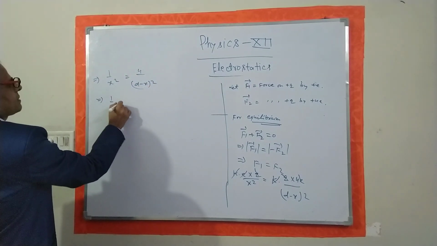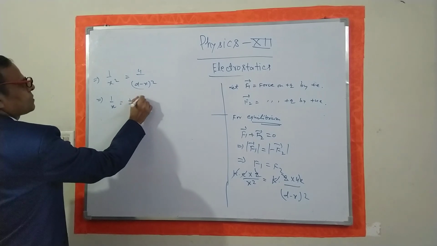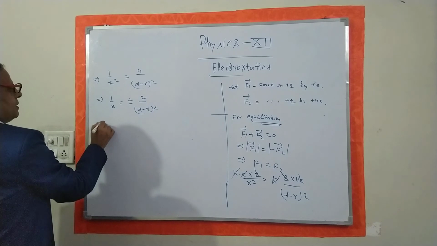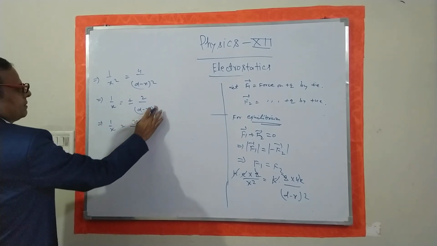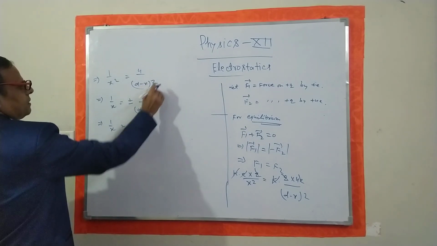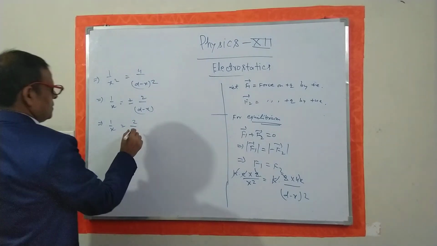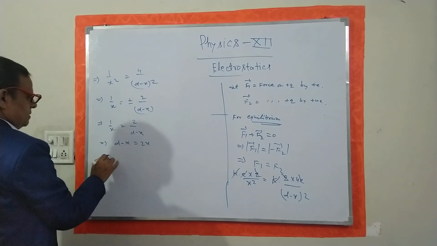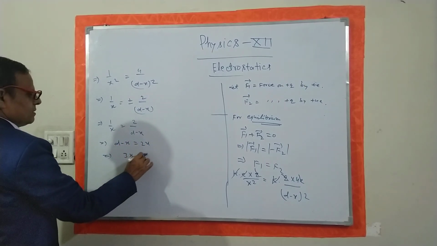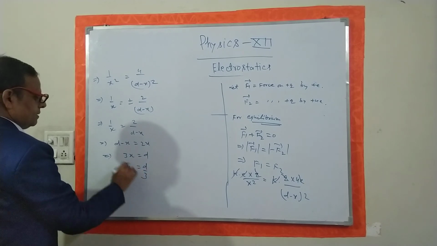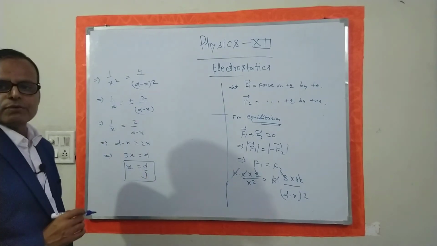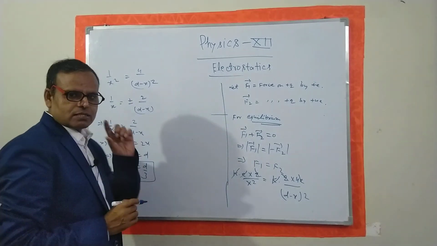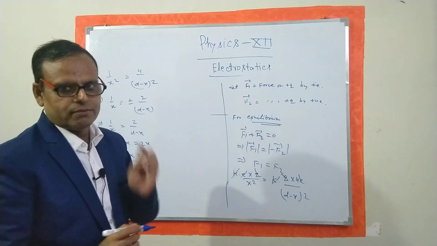That means 1 by X is equal to plus minus 2 by D minus X. If you take positive sign, then 1 by X is equal to 2 by D minus X, that is D minus X is equal to 2X, that is 3X is equal to D, that is X is equal to D by 3. Means at a distance of D by 3 from plus E, the charge plus Q will be in equilibrium position.